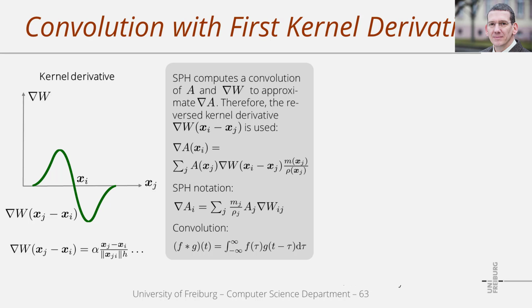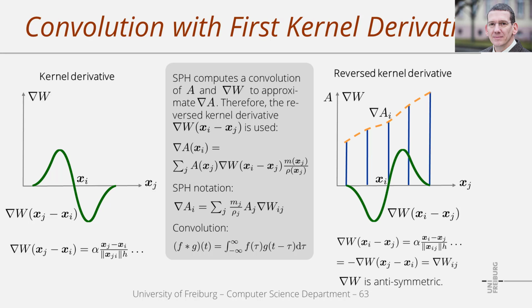Here we also see an alternative reduced notation of the SPH sum, and we also see the general definition of a convolution where we have the reversed form of the filter function g in the integrand. This is the reason for using the reversed kernel function and the reversed kernel derivatives in SPH sums. Finally, on the right-hand side, we see an illustration of the reversed kernel derivative, and we also get an idea how to use this function in an SPH approximation.